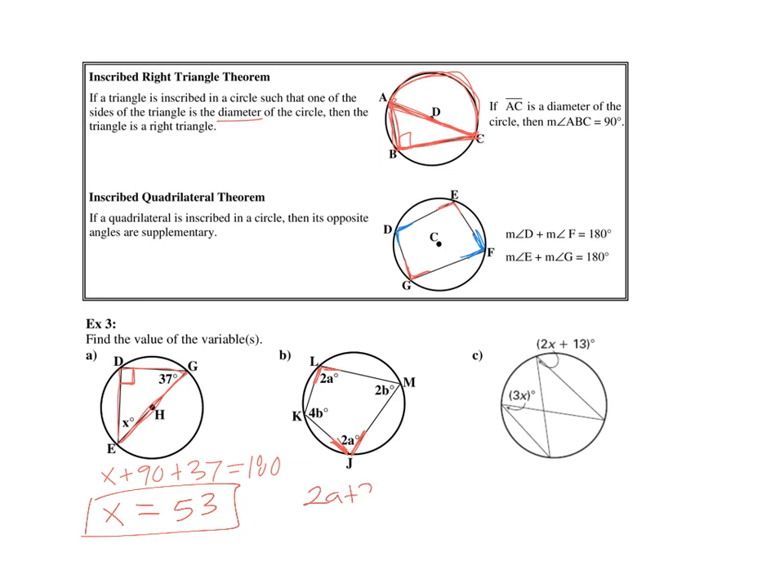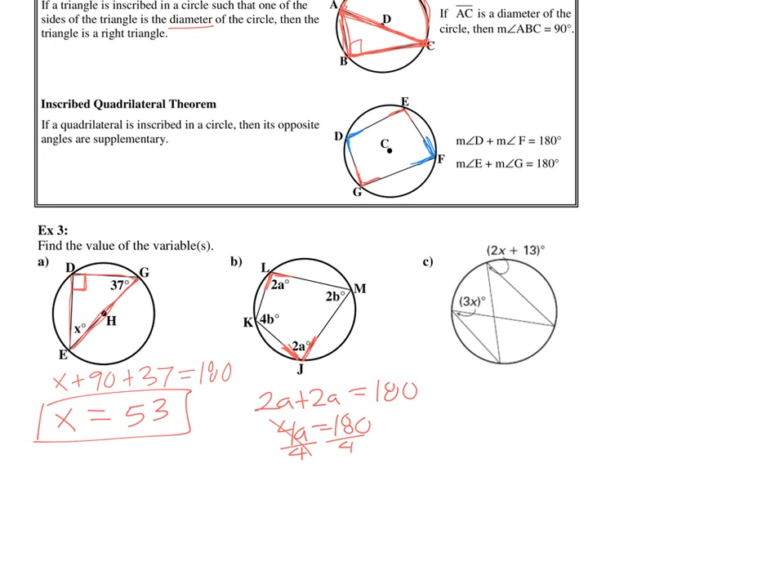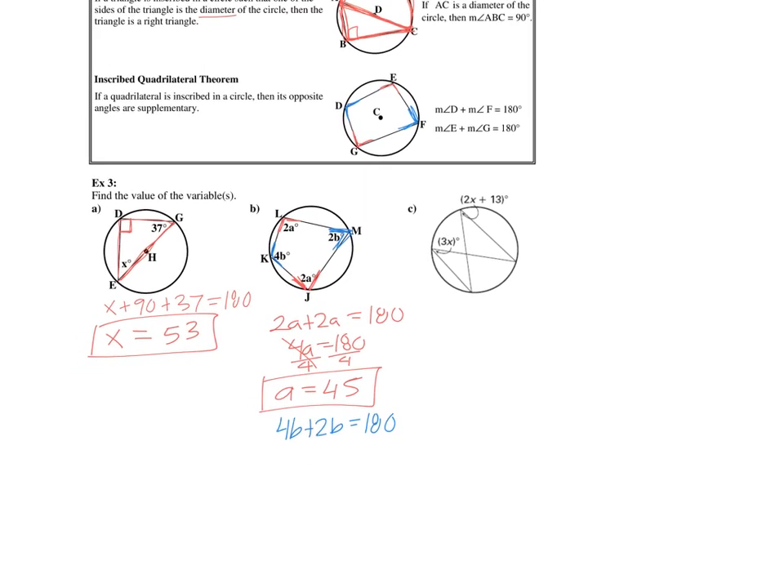For part B, here I have the opposite angles of a quadrilateral, which is inscribed in a circle. So I have 2a plus 2a equals 180. 4a equals 180. Divide by 4, and a is equal to 45. Here I have 4b. Here I have 2b. And they add up to 180. So I have 6b equals 180. Divide by 6. b is equal to 30.